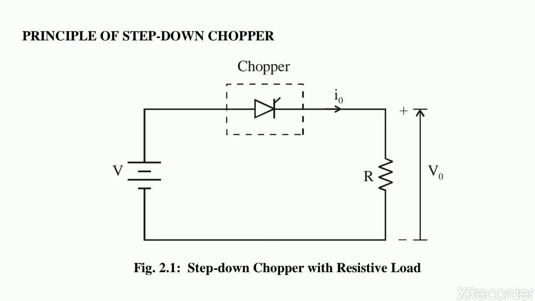There is one switch used, which is nothing but the SCR. The chopper is marked with this dotted square box, in which the SCR is shown, and the load is a resistive load across which we can take the output, and the output will be stepped down, that is, it has a lower value as compared to the input DC. Please remember this is a very simple circuit diagram for the step down chopper. So let's see its operation.